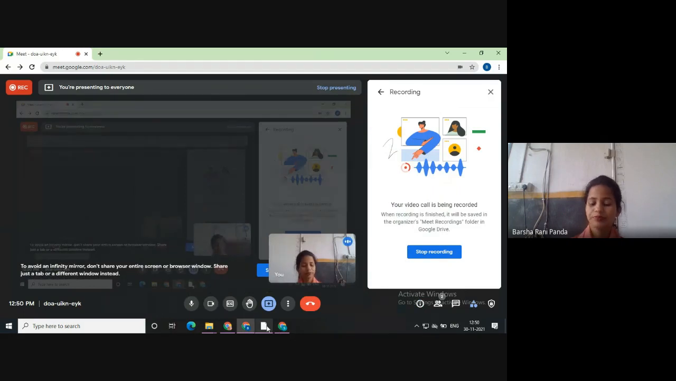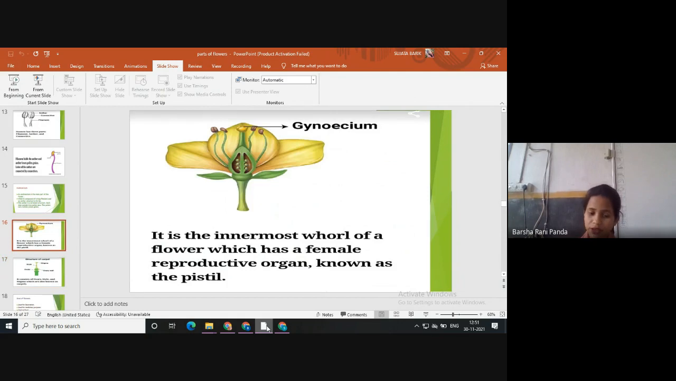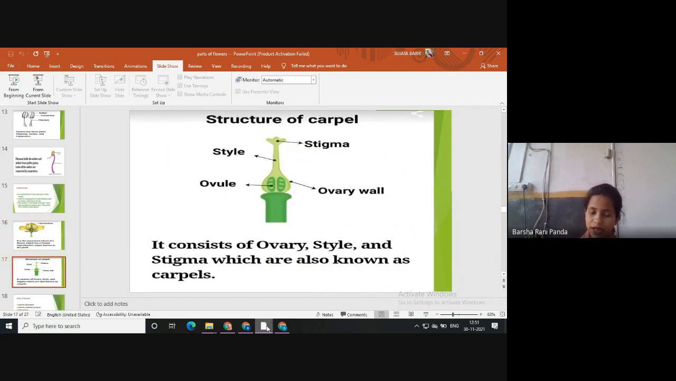Okay बच्चों. Next. As we saw, the male reproductive part, which is known as stamen, also consists of two parts. The first one is filament and the second one is anther. Just like that, the female reproductive part has stigma, style and ovary. These three parts collectively form the female reproductive organ, which is known as pistil. Pistil has three parts.